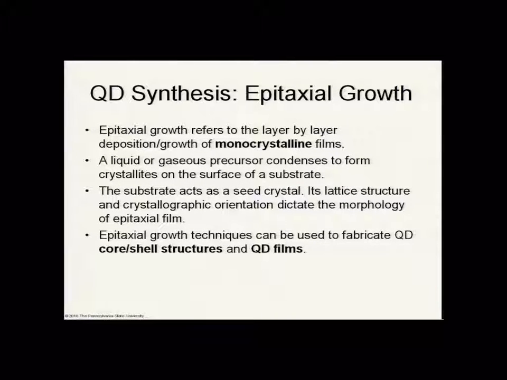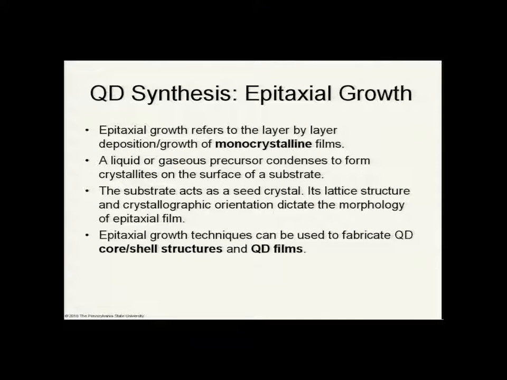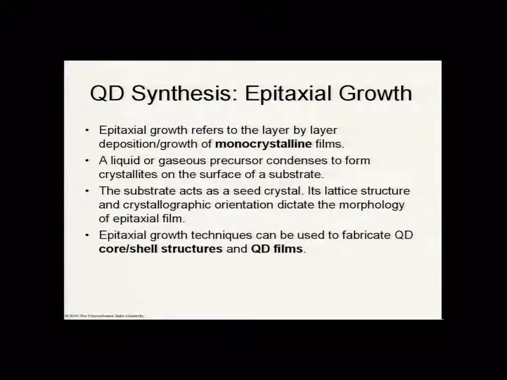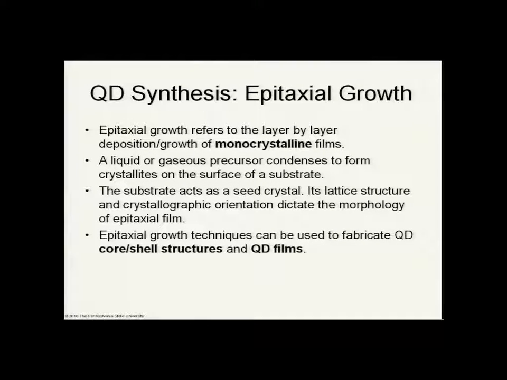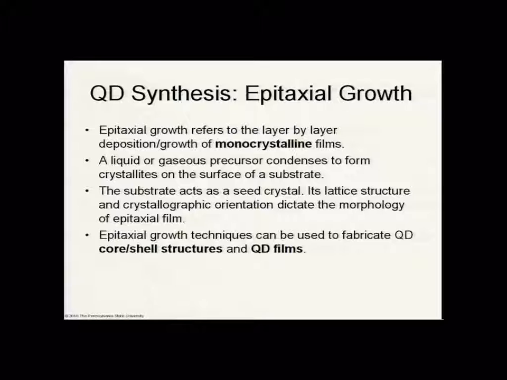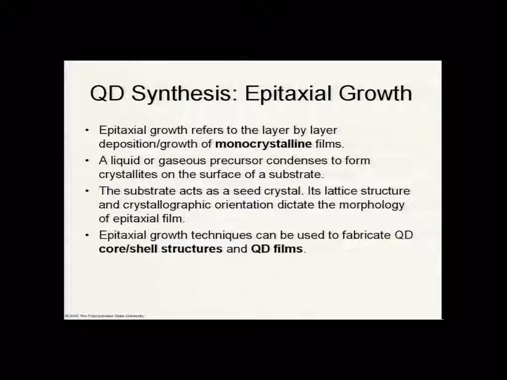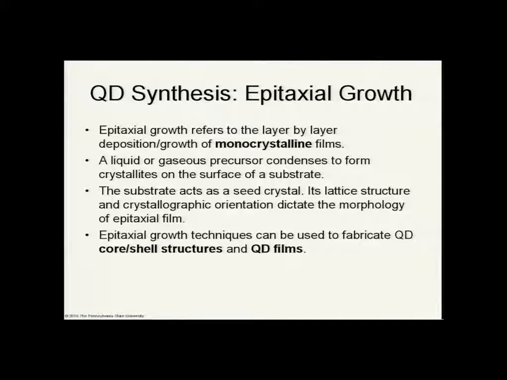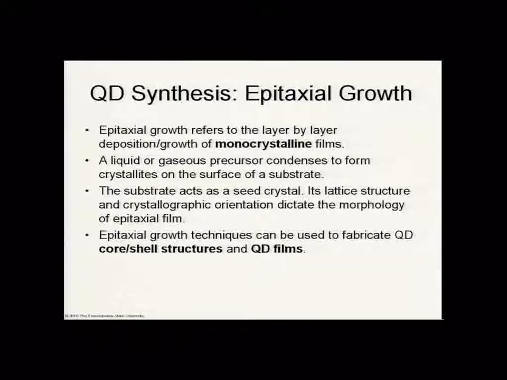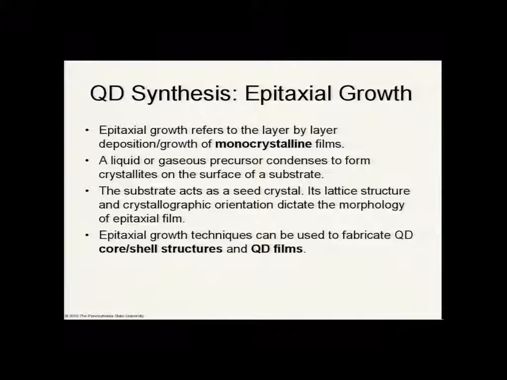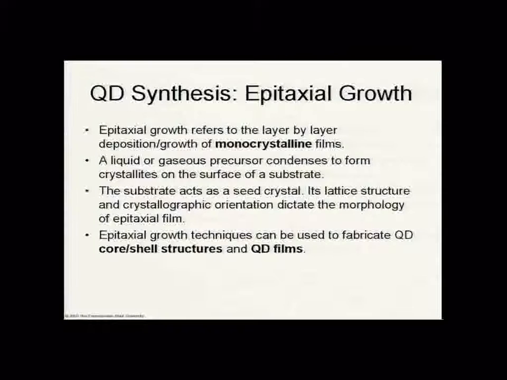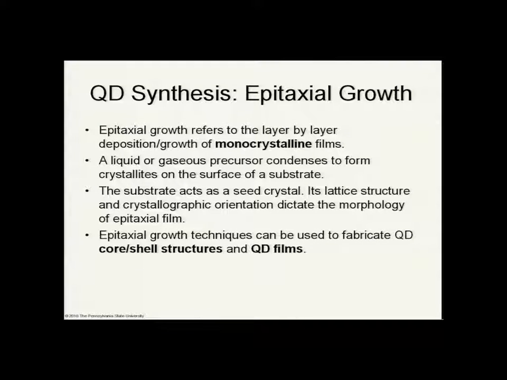Another type of quantum dot synthesis route is epitaxial growth. This epitaxial growth refers to the layer-by-layer deposition and growth of monocrystalline films. A liquid or gaseous precursor condenses to form crystallites on the surface of a substrate. The substrate acts as a seed crystal. Its lattice structure and crystallographic orientation dictate the morphology of the epitaxial film and growth. Epitaxial growth techniques can be used to fabricate quantum dot core shell structures as well as quantum dot films.